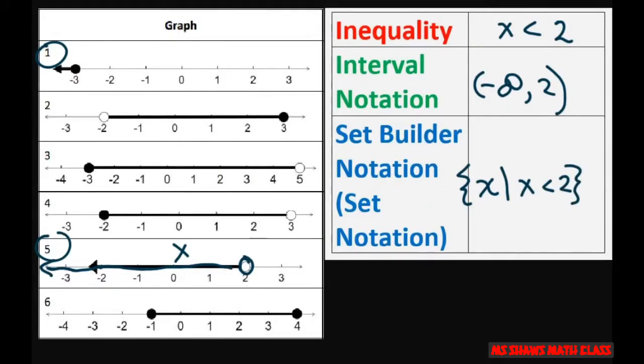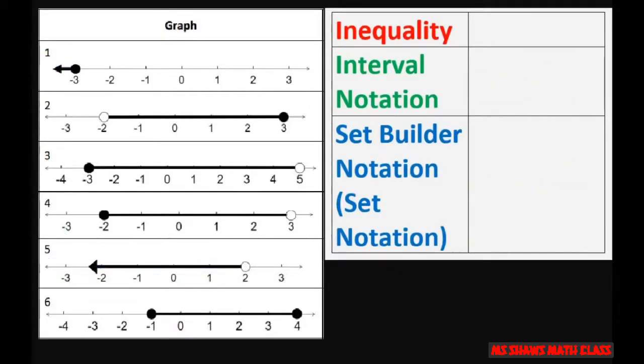All right, and then for the last one, our inequality is x is greater than or equal to negative 1, and it's less than or equal to 4. You could actually split these up if you wanted to. You could say, well, x is greater than or equal to negative 1, and x is less than or equal to 4.